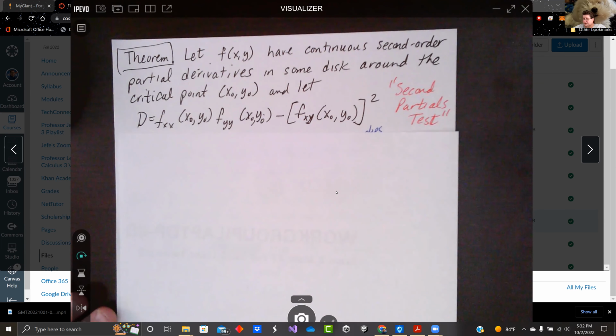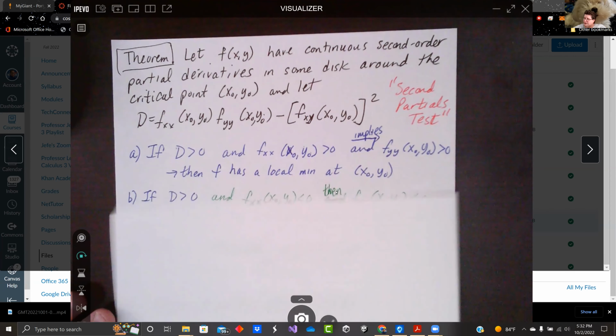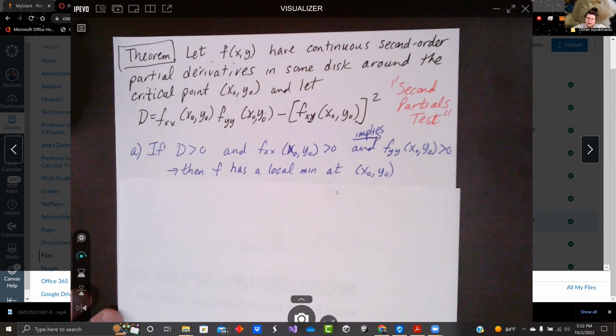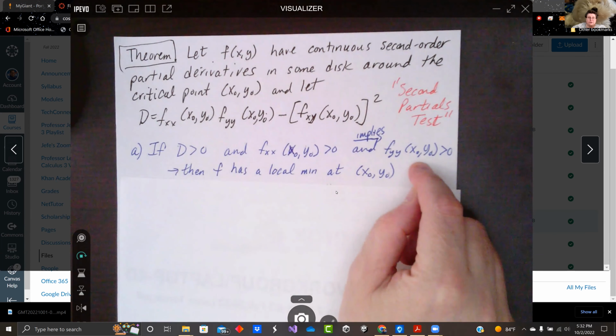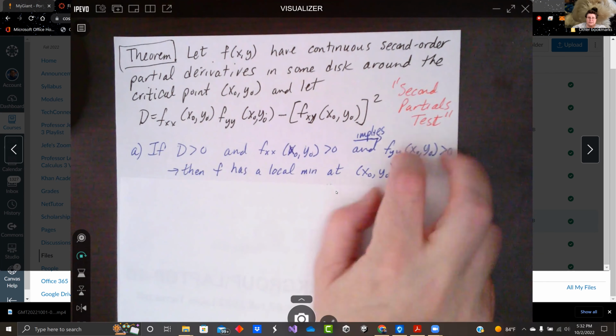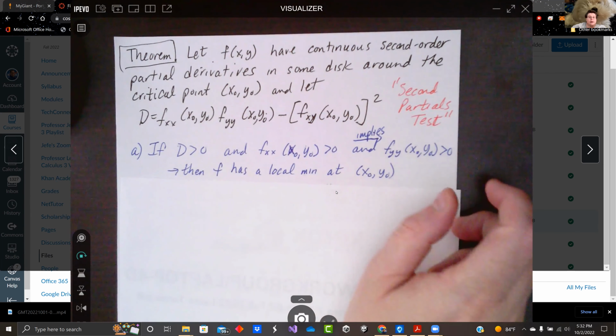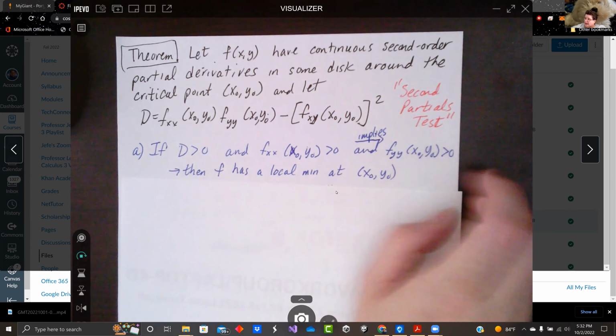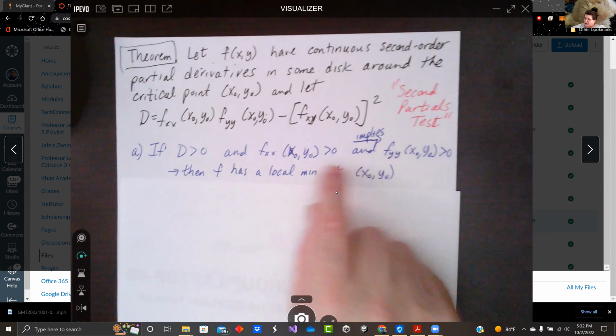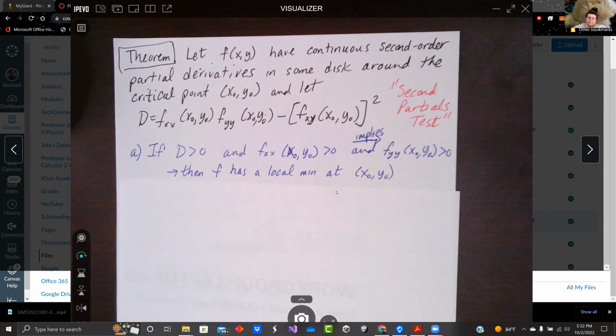So this is going to give us a value. If D is greater than 0, we have a couple things that could happen. If the second derivative with respect to x is positive, the only way to get D greater than 0 means that the second derivative with respect to y is positive. If they were opposite signs, that would be negative, and we'd have a negative amount. So they both have to have the same sign, and since they are both greater than 0 there, it creates a local min, because it's concave up.